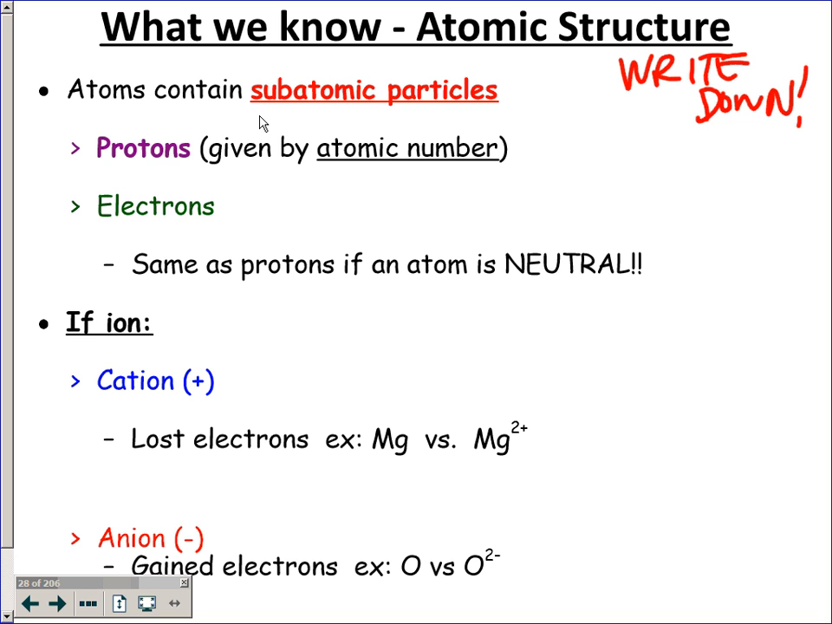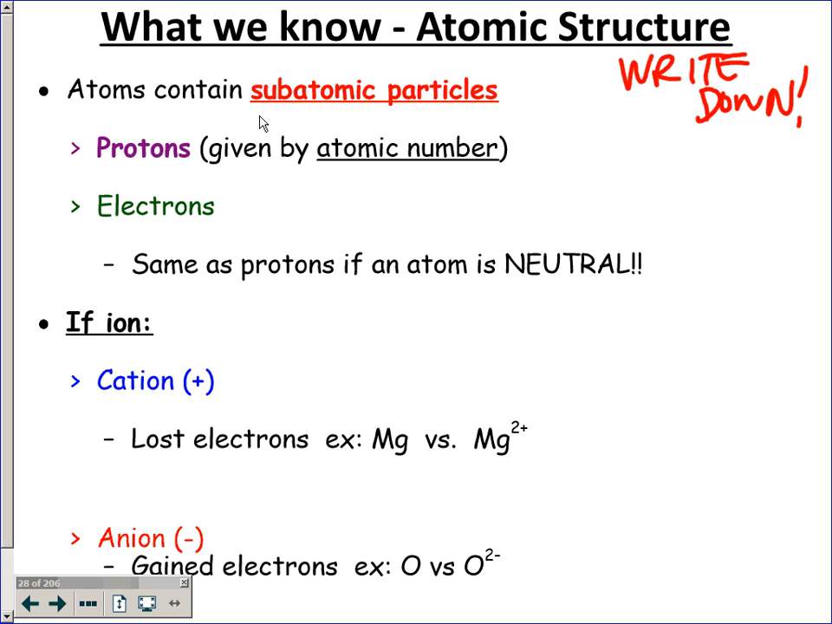Right, so from the scientists' experiments and from your background knowledge, you know that atoms are not just big blobs. We know that they have little particles on the inside. So we call those subatomic, smaller than atomic size. And at that point, we've said, oh, atoms are divisible. Atoms can be subdivided into their subatomic particles.